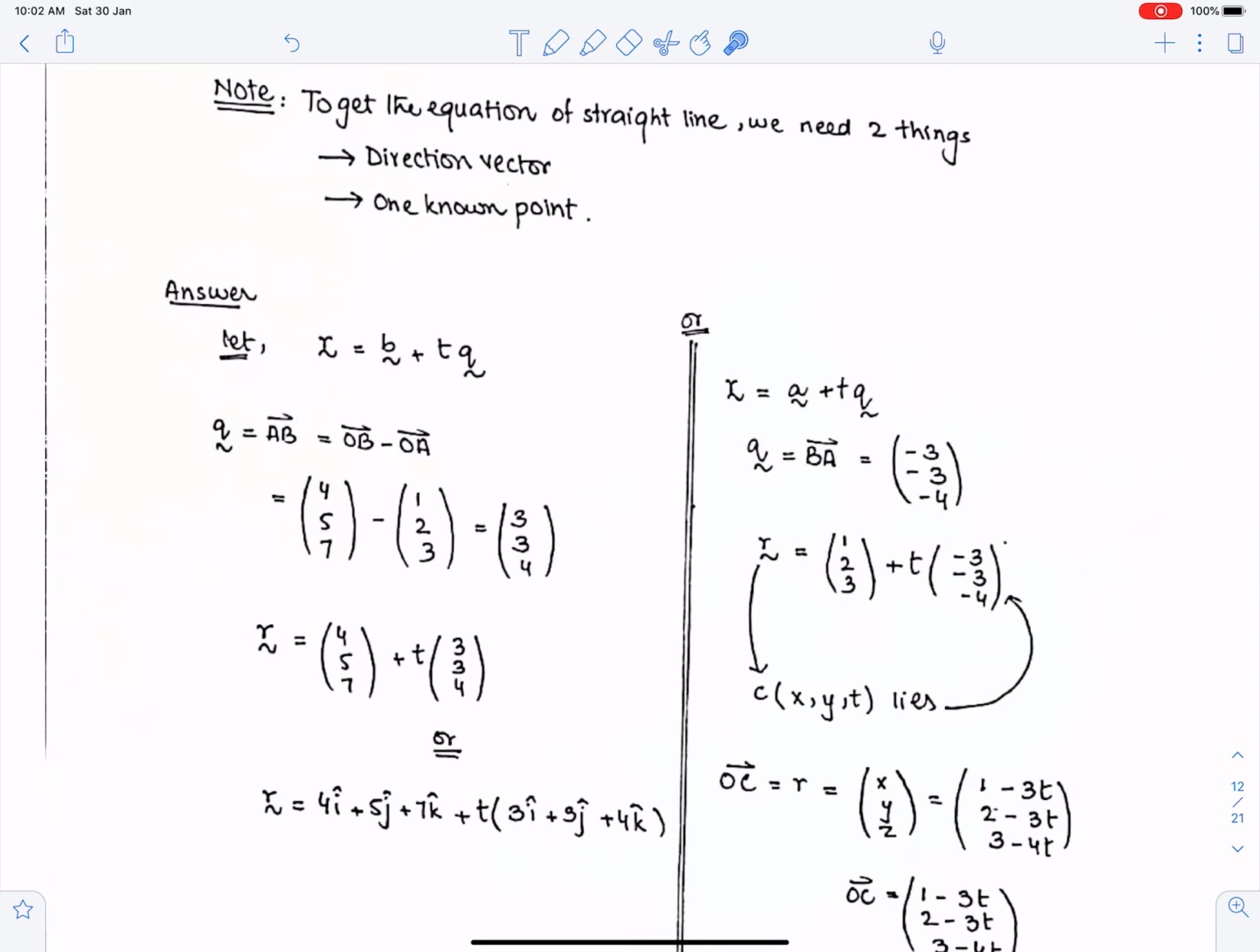So Q, I told you this is the formula of Q. Q is vector AB. Or you can use Q as BA. They both mean the same thing because both the vectors are multiples. So if you are using AB, then it will be OB minus OA. And this is the value of Q.